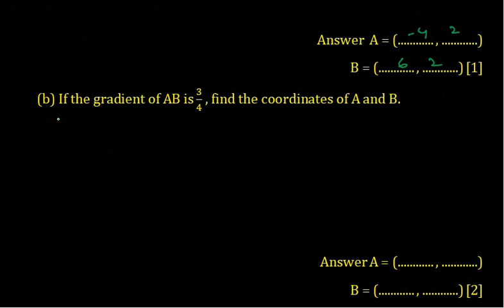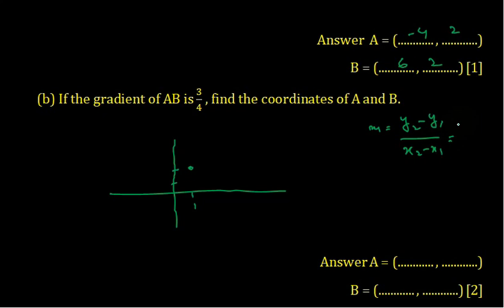Now move to part B. If the gradient of line AB is 3/4, find the coordinates of A and B. So on the x-axis, the midpoint is x equal to 1 and y equal to 2. We have a slope of 3/4. Slope m is equal to (y2 minus y1) upon (x2 minus x1).